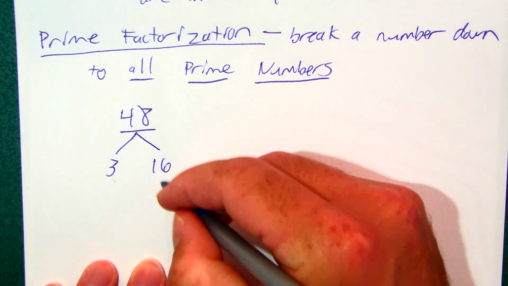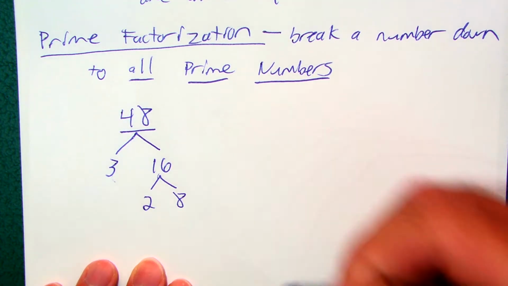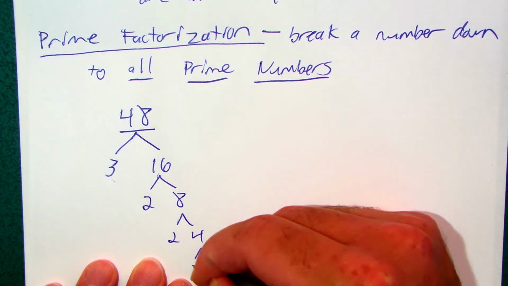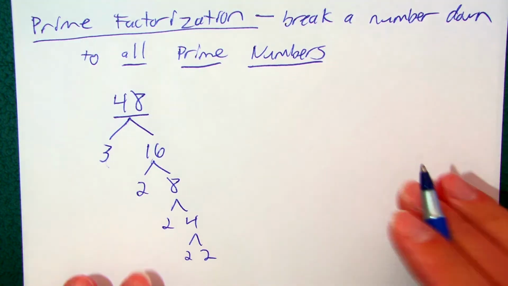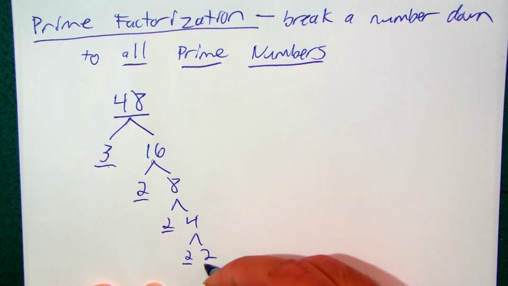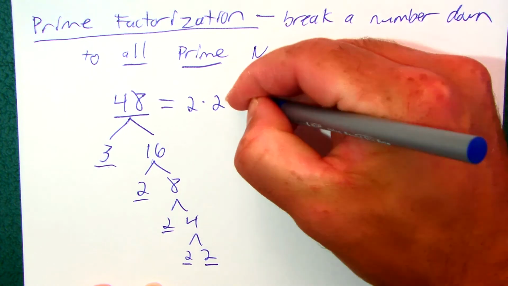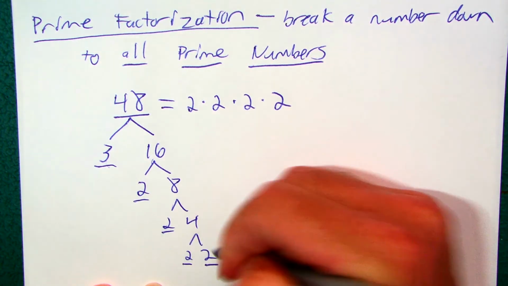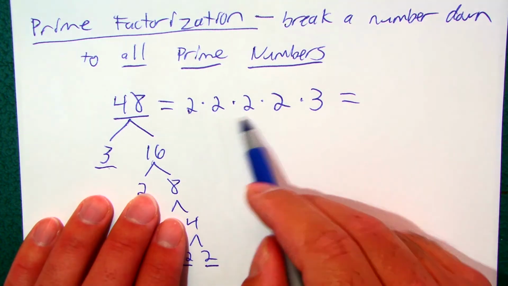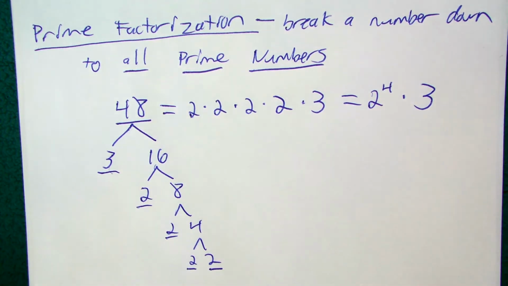16 is not prime. 16 you can do 2 and 8, 4 and 4. I'm going to go 2 and 8. 8 then, 2 and 4, 4, 2 and 2. So we get down here, and we have all these numbers at the bottom of the tree. That's going to be your prime factorization. So 48 is 2 times 2 times 2 times 2, we got 4 of those at the bottom, times the 3. But just to clean this up, we have four 2s, so I'm going to write it as 2 to the 4th times 3 as my prime factorization of 48.